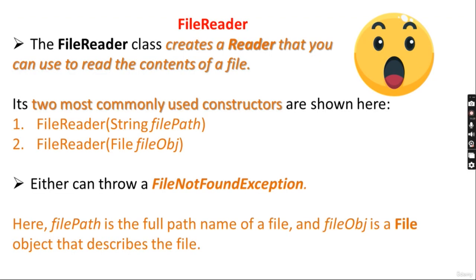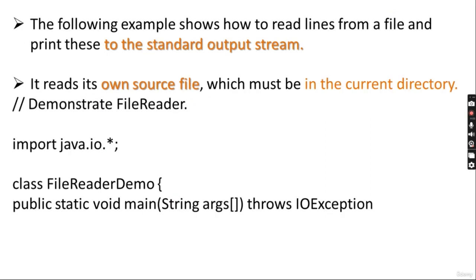Okay. Next is FileReader. FileReader creates a reader that you can use to read the contents of a particular file. The most commonly used constructors are FileReader(String filePath) and FileReader(File fileObject). Either can throw a FileNotFoundException. File path is the full path name of the file, and file object is the file object that describes the particular file. Now we will see how to read lines from a file and print them to the standard output stream, that is, the console.